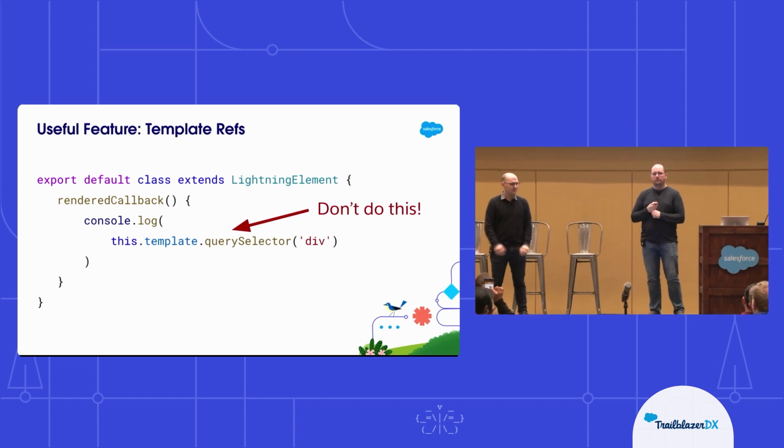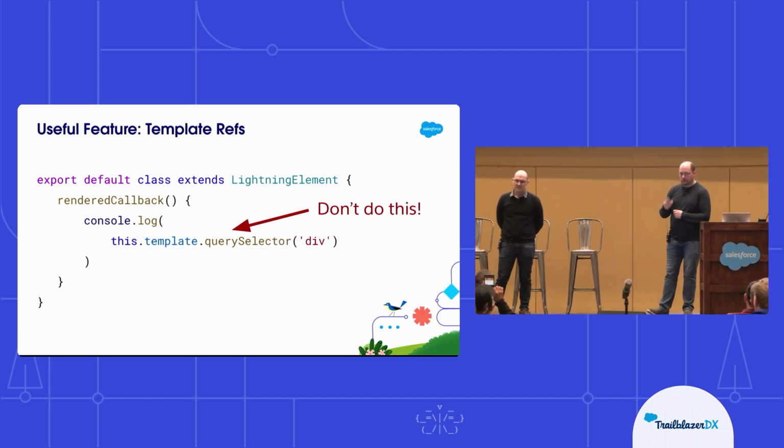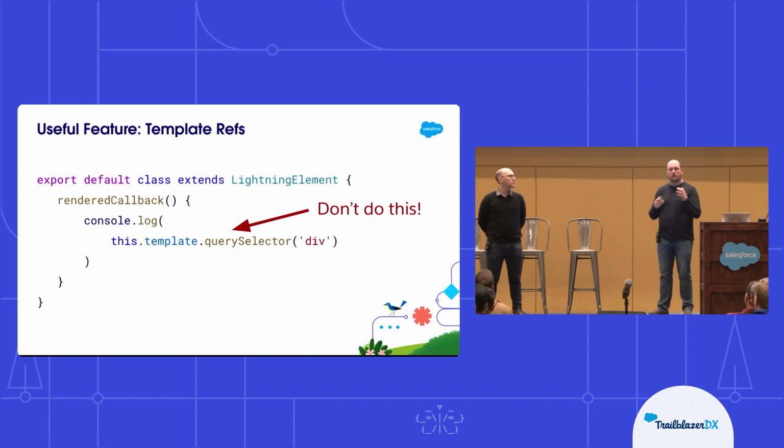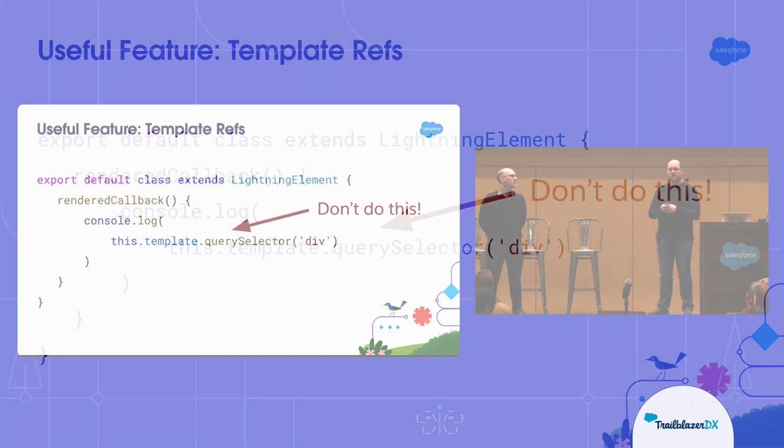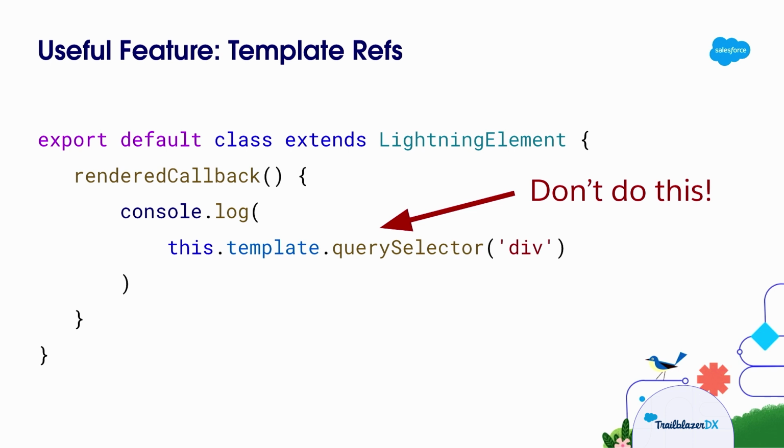Starting with what you shouldn't do. This is actually pretty common, and it would be a pattern that you would borrow from other web development that you might do outside of the Salesforce ecosystem. So it's kind of an understandable starting place. But what you see here is you're using the query selector method of the template.